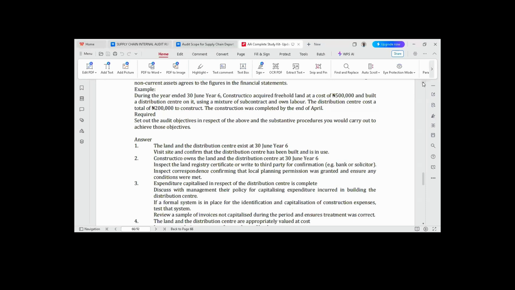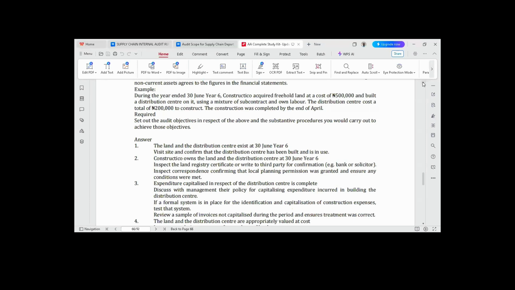Required: state the audit objective in respect of the above and the substantive procedure you carry out to achieve the objective. Okay? How do we answer it? The audit objective is that the land and distribution center exists at 30th June, year 6. You need to visit the site and confirm that the distribution center has been built and is in use. Then confirm the company owns the land and distribution center at 30th June, year 6.